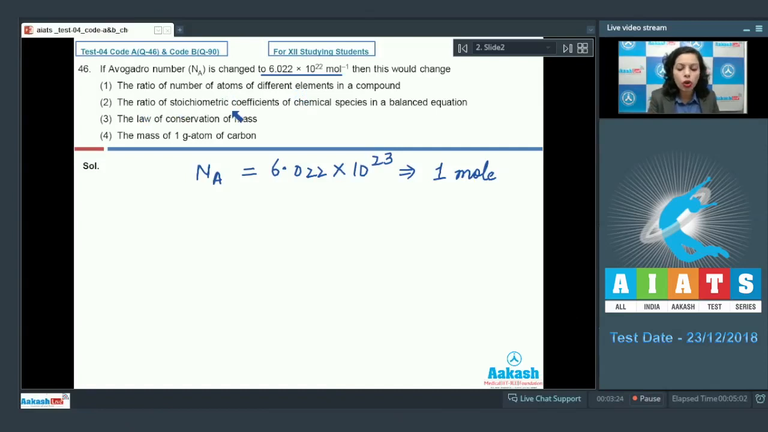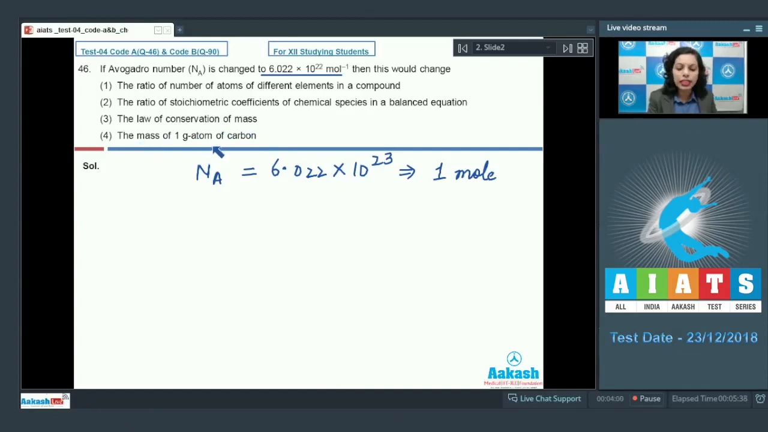Further, the ratio of stoichiometric coefficients of chemical species in a balanced chemical equation. There would not be any effect on that, because we know that Avogadro number represents the total number of the particles present in 1 mole of the substance. So there is no change in the ratio of the stoichiometric coefficients. Then we have the law of conservation of mass that states that mass can neither be created nor be destroyed in a chemical reaction. That would also not be changed. Let's check the next one.